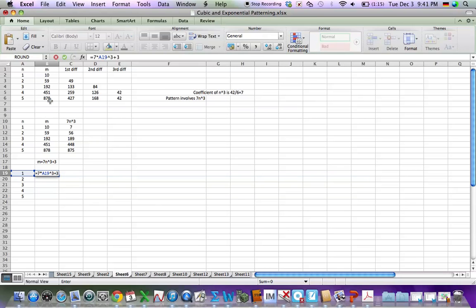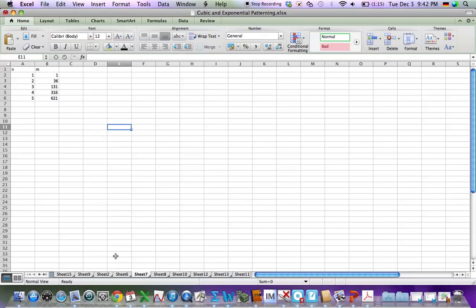If I've done it right, I should get these numbers. Let's see. And bingo, it's worked. I know I've got the right formula. Okay, so we just decided that it was 7n cubed and then we compared to see what the formula for this was. Let's try that again on the next one.